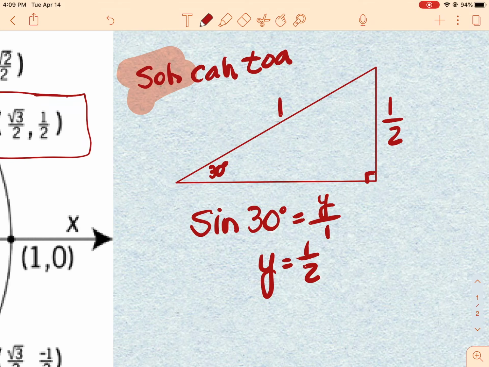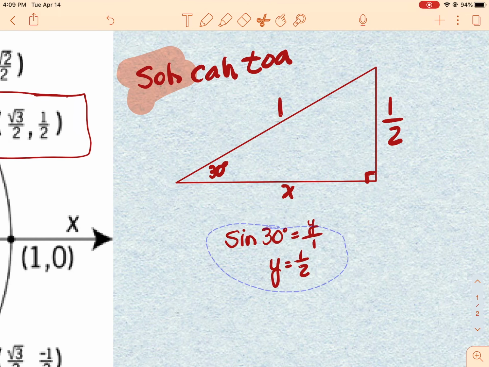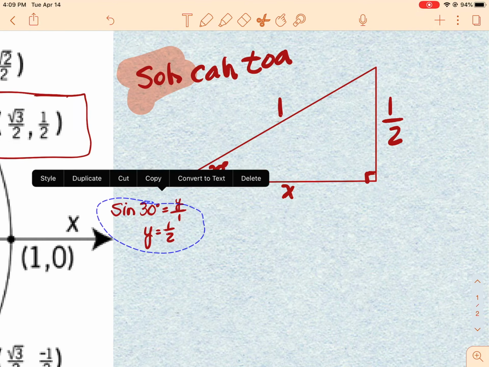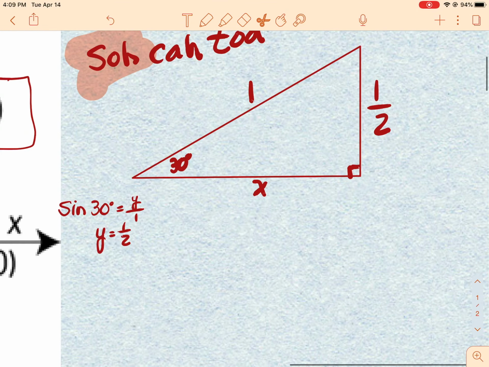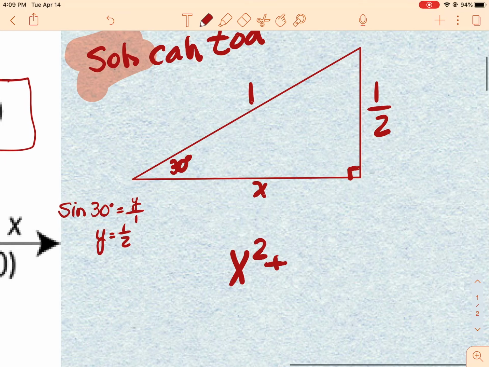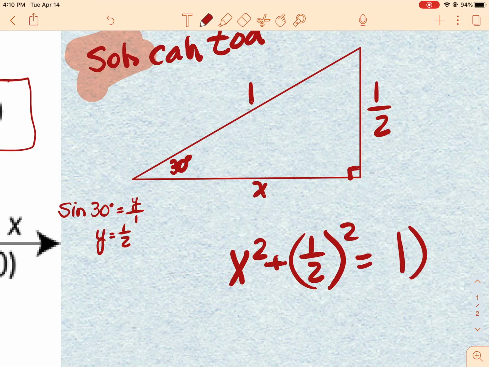Now, if I wanted to find this missing side, and I call that x, because that's my horizontal distance, I would be using adjacent, and I could use the 1 for the hypotenuse or opposite for the 1/2. But you end up getting an irrational number, kind of a crazy decimal. So instead of using the trigonometry functions, we're going to do Pythagorean theorem. So a squared plus b squared equals c squared. So x squared plus my 1/2 squared is equal to the hypotenuse, which is the 1 squared.